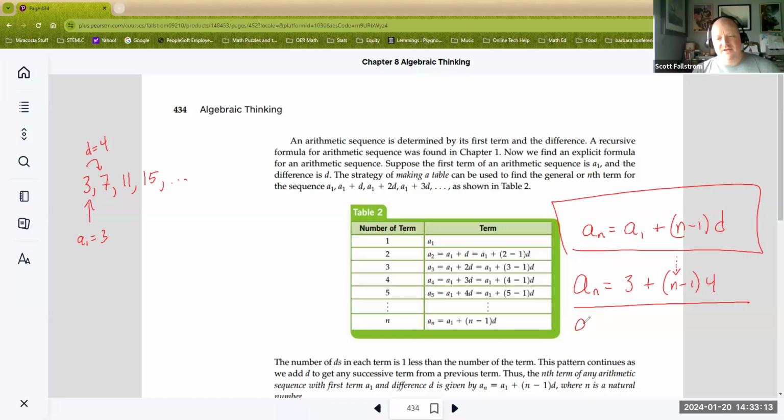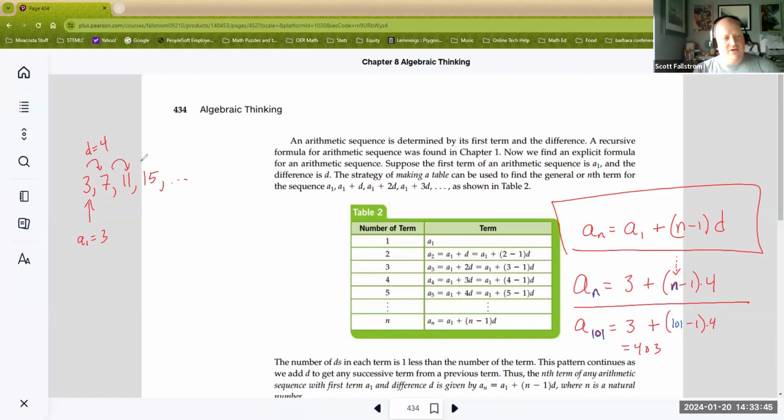So if someone wanted the 101st term, you could just say, oh, got it. I do 101 right here, and I'm going to change that to blue so it's very clear what I'm doing. I'm putting 101 where I used to have an n. Where I used to have an n, I put 101. After that, everything stays the same. 101 minus 1, that's 100 times 4 is 400. So my final answer is 403.